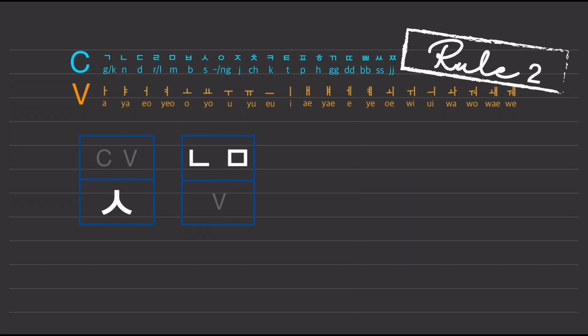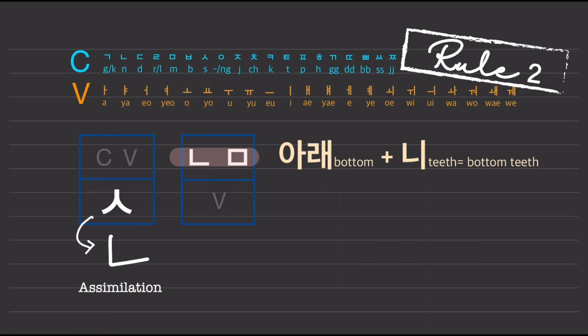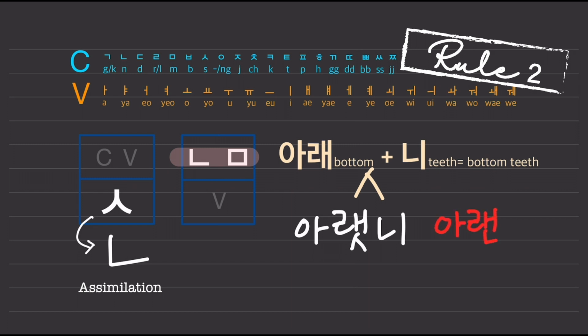Let's see what's next. If there is a 사이시옷 in between two words and the following letter starts with 니은 or 미음, 시옷 is pronounced 느. It's a simulation. First example, 아래 means bottom, 니 means teeth. 아래, 니, bottom teeth. To combine them together, we need 사이시옷, and it becomes 아랫니. But when we read it, we don't read it as 아랫니. We just read it as 아랫니. Go with the flow, 아랫니.